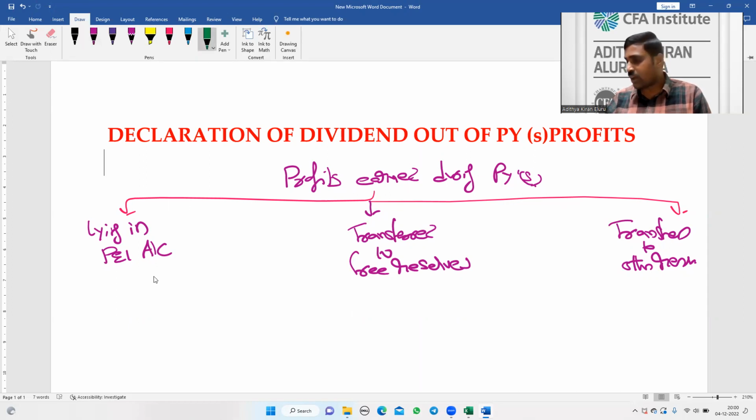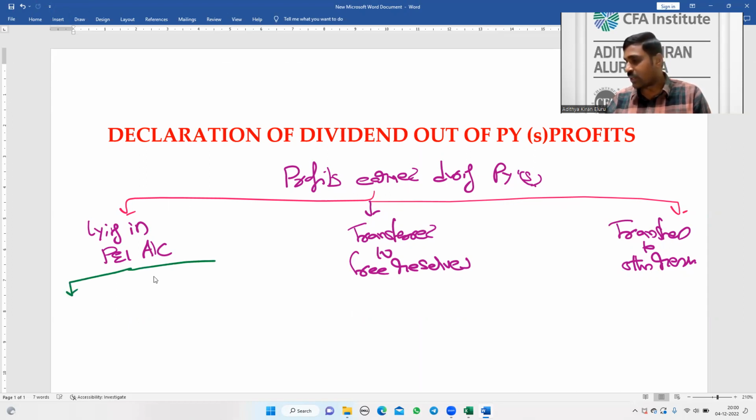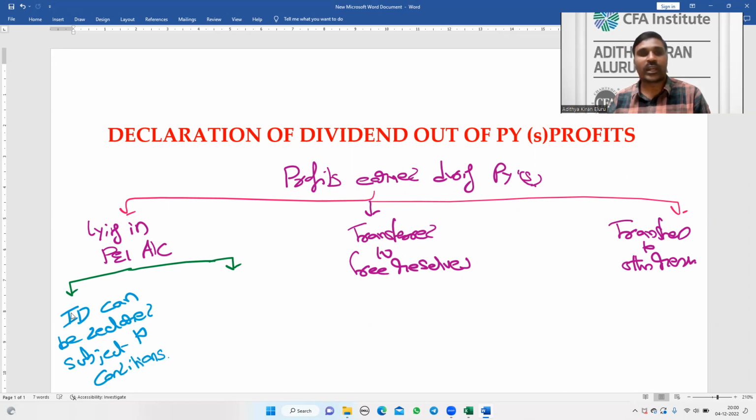Okay, so if they are lying in profit and loss account, now we have to check: interim dividend can be declared subject to conditions. Final dividend can be declared without any conditions. Okay, this is the point.